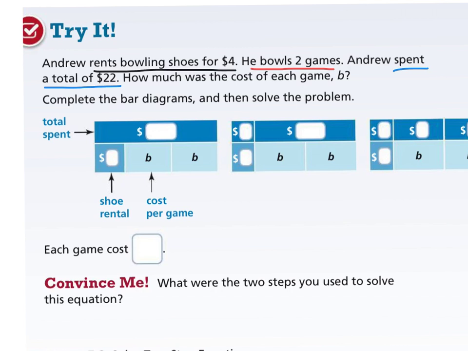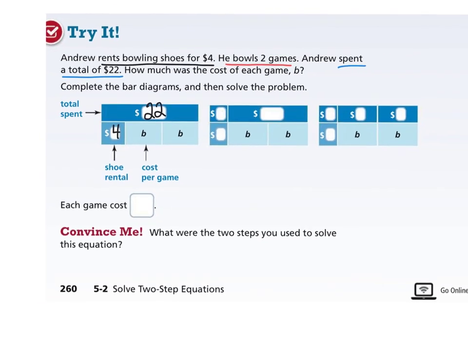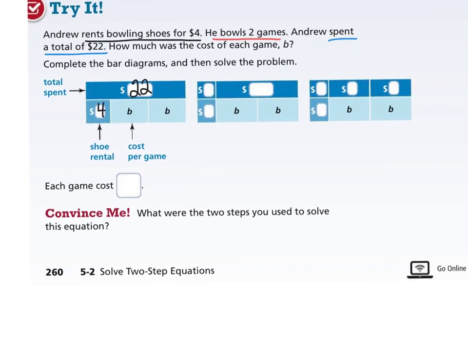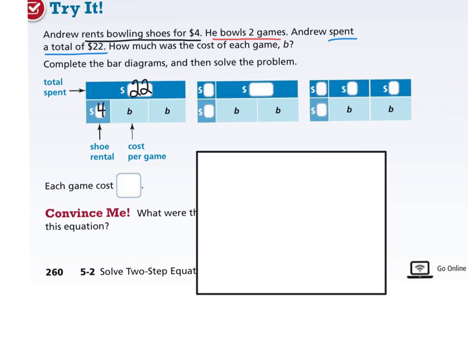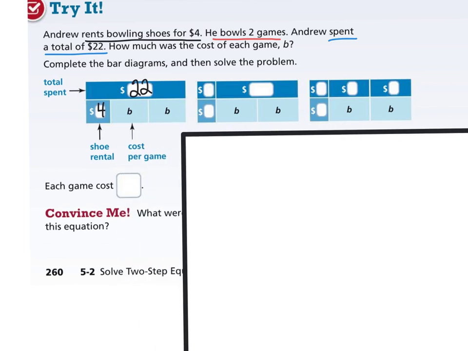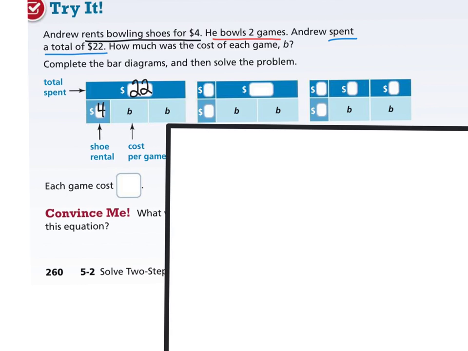is kind of a visual that hopefully will help you to come up with this. So $22 total. The shoes were $4, and then he played 2 games. The other bar diagrams the book's doing are kind of showing steps of how you would solve the problem. I'll show you what you would put in those situations, but don't worry about those parts too much. But like I said, using the bar diagram might be a good way to help you come up with your equation.